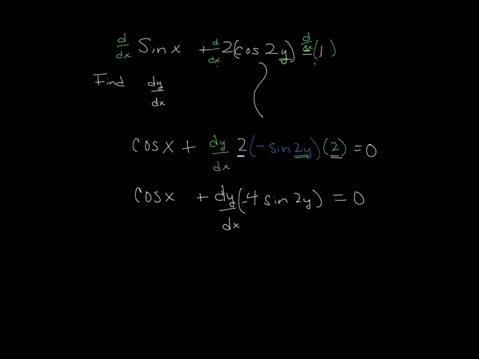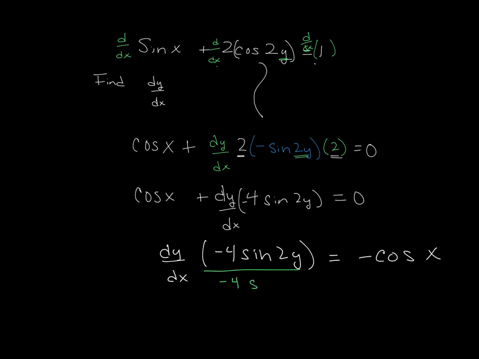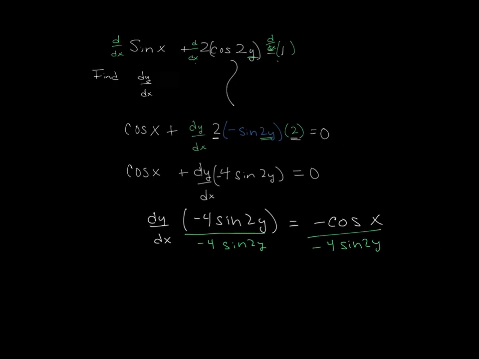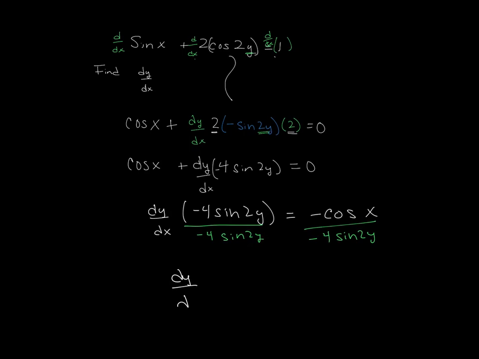And now I have dy/dx times minus 4 sine of 2y is equal to minus the cosine of x. I now go ahead and divide both sides by minus 4 sine of 2y. And my final answer is going to be dy/dx is equal to positive cosine of x all over 4 sine of 2y.